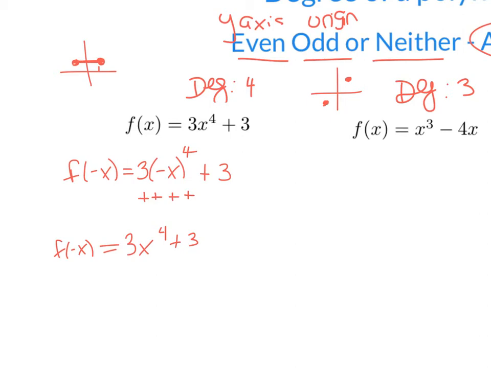So the way we state this, we would say the function is even because f of negative x is the same thing as f of x. So no signs have changed.